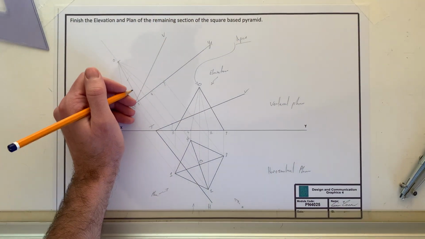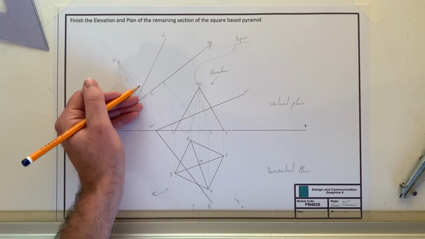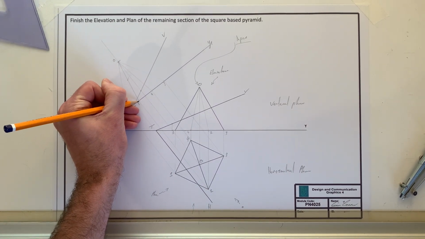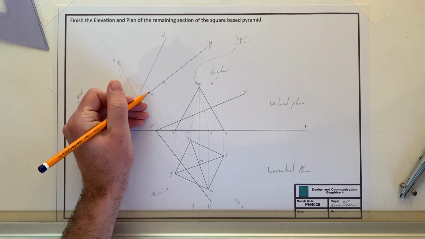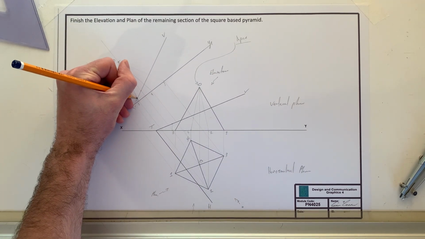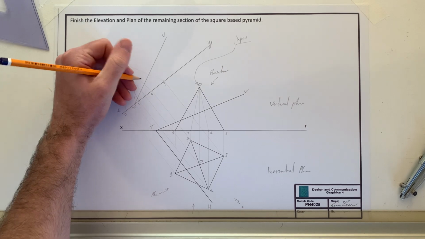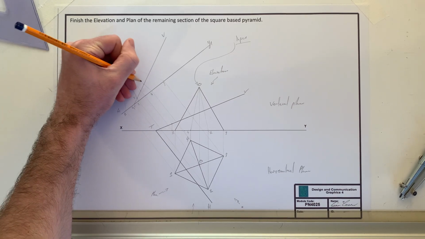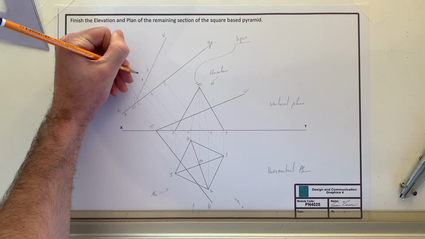Now what's important here is where this line intersects each one of our lines here. So you can see it's intersecting 2O here. It's intersecting 4O here. So I'm just going to start numbering these. I'm going to call this 5, 6, and 7.